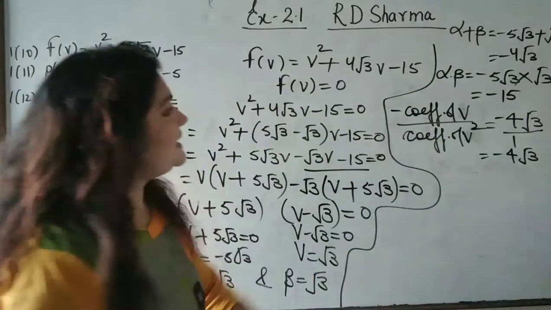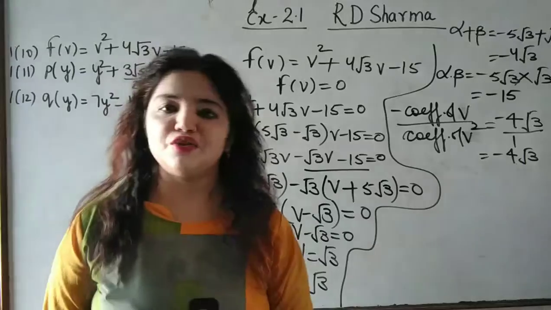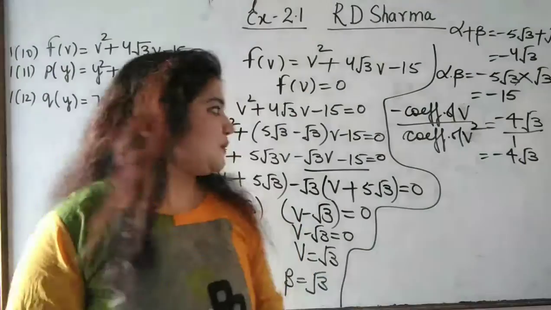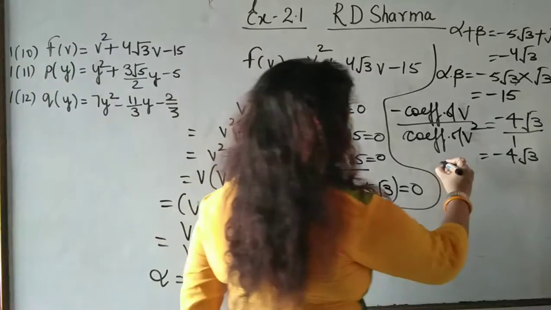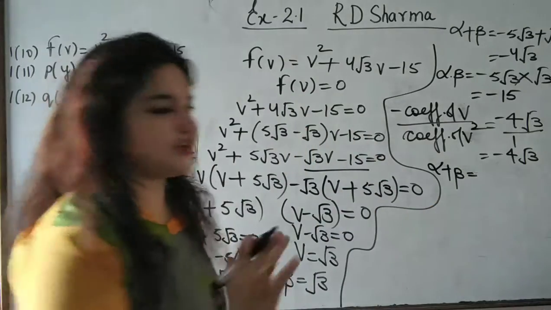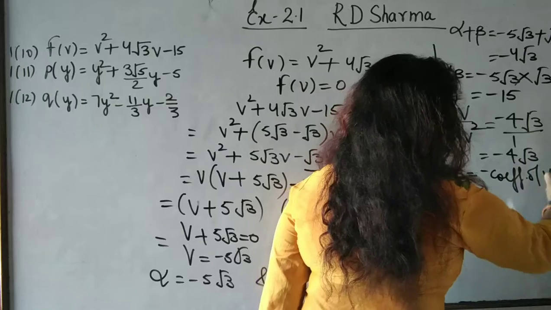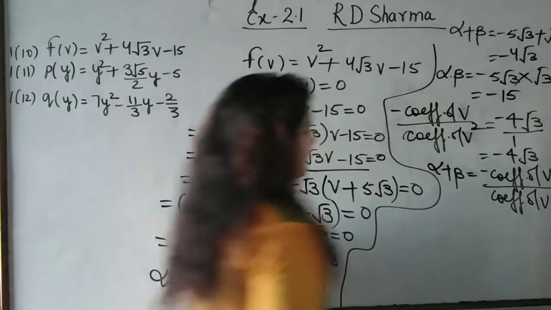Okay, and the value of alpha plus beta, that is also -4 √3. So we concluded alpha plus beta is equal to minus coefficient of v upon coefficient of v square. So here we are going to write this thing. Alpha plus beta is equal to minus, okay, coefficient of v upon coefficient of v square, right?